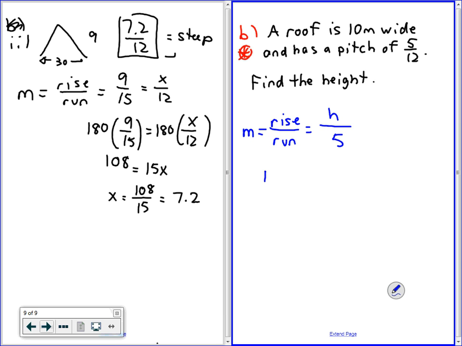So then we're going to say that H over 5 is equal to 5 over 12, and we're going to solve this. Now I'm going to go slowly through this one because Owen said he wasn't really sure how we solved this one when I did it fast, so I'm going to do it nice and slow. In order to solve something with fractions, you need to multiply by the LCD. So what's the lowest common denominator between 5 and 12? 60. So I'm going to multiply both sides by 60.